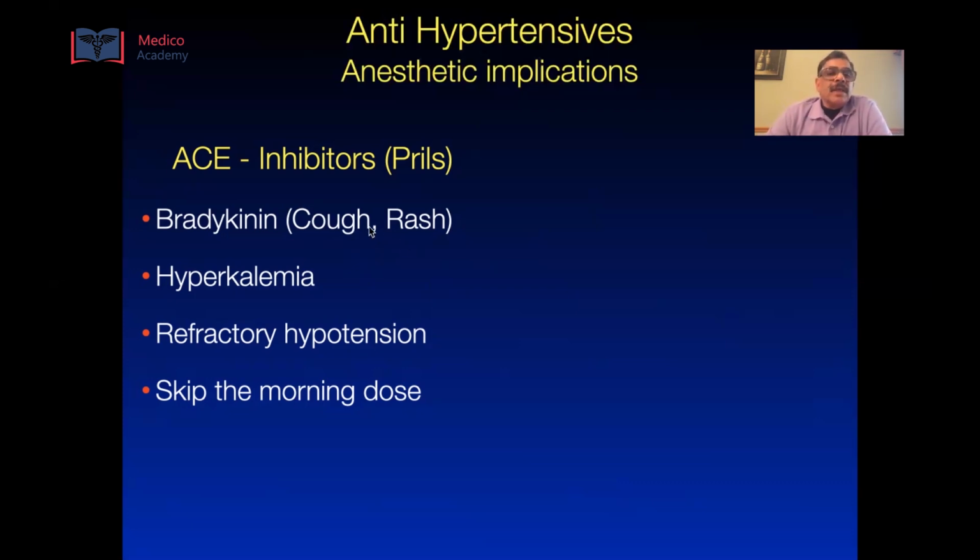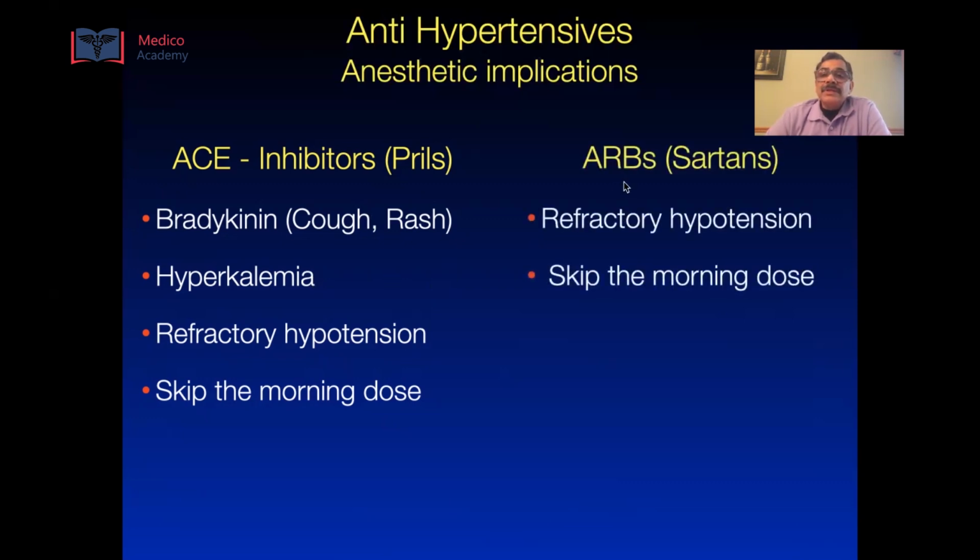And as I mentioned before, because the aldosterone system is blocked a little bit, they can cause hyperkalemia. These drugs are known to cause refractory hypertension during general anesthesia, which will not be responsive to your conventional vasopressors like phenylephrine, or you may have to give very high doses of norepinephrine. So for this refractory hypertension, it is nowadays recommended, and it is in the guidelines, that these agents should be stopped at least 24 hours before surgery.